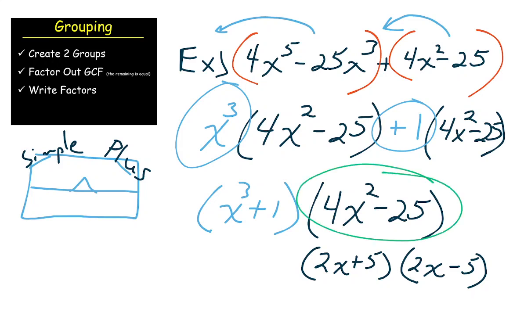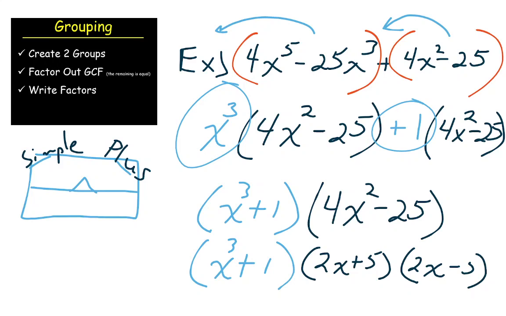And a difference of squares can be split into its factors, which are 2x plus 5 and 2x minus 5. Sometimes kids will say, how do I know? How do I know if I have to do this extra step? Well, basically from experience. You just get good and you start to recognize when you can further factor.